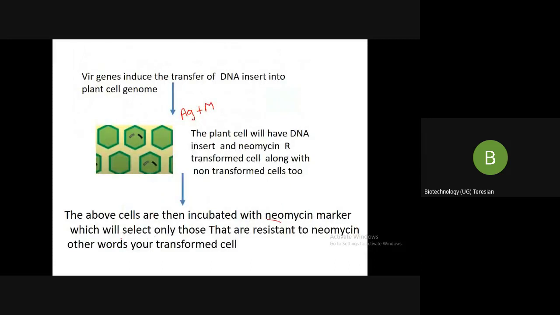So the next step is the above cells are then incubated with the neomycin marker, which will select only those that are resistant to neomycin. In other words, you are selecting only the transformed cells. Only if they are transformed or transgenic will they carry the neomycin resistance. So automatically these cells are easily selectable from your neomycin media, because other cells will not grow at all. They will be destroyed. They will be killed by the neomycin antibiotic.